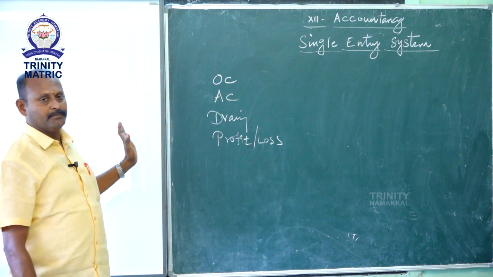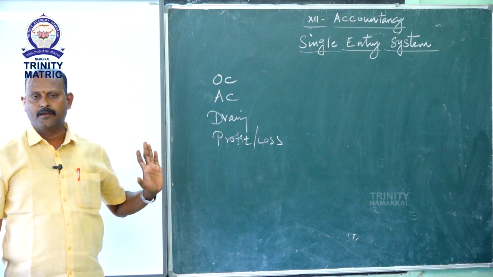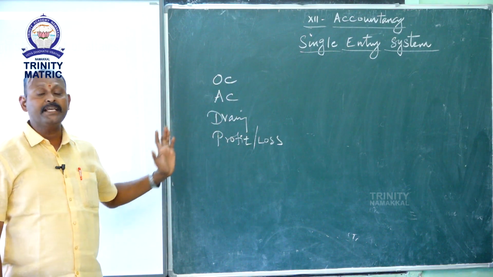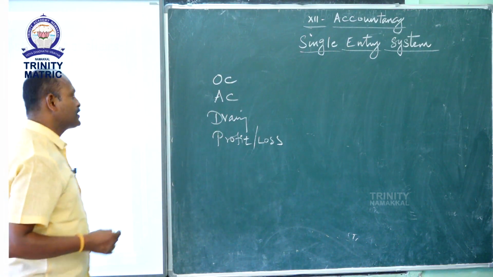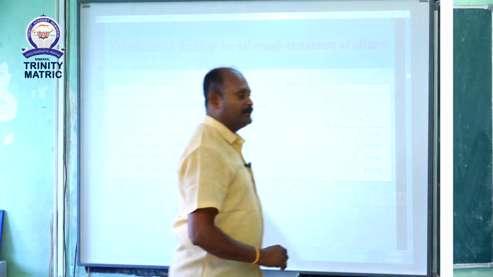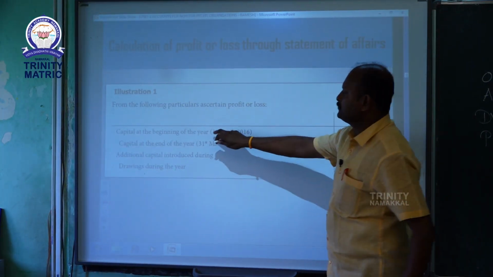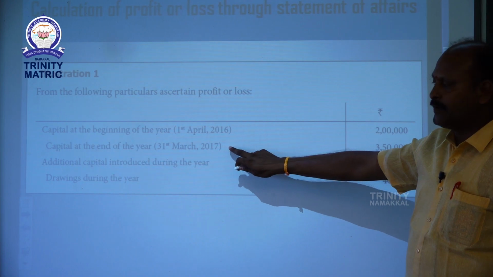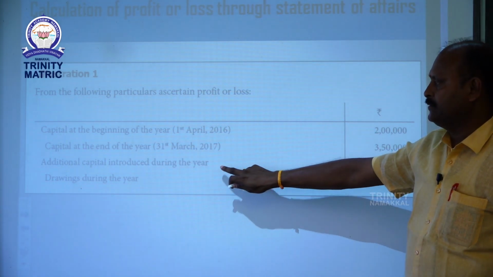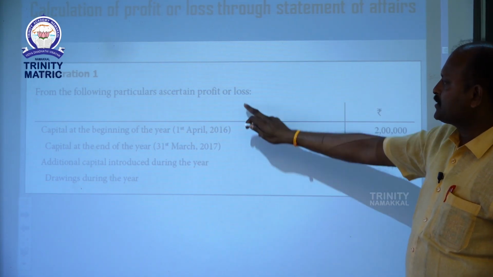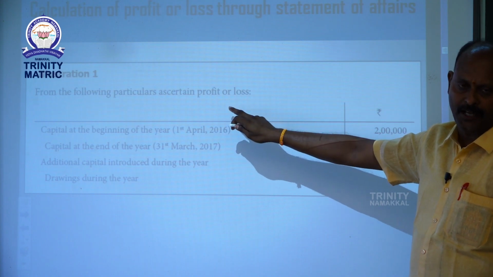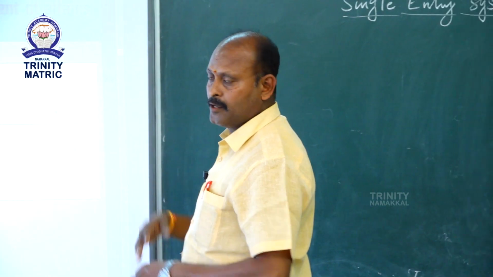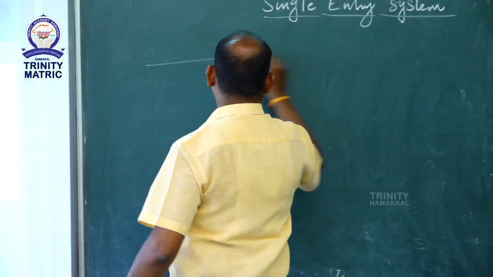But in the sum, any one item is missing. How to find the balancing figure? How to find the missing information in the problem? See the first problem, Example 1. In the sum, opening capital is given, closing capital is given, additional capital is given, and the drawings. So we have to calculate the profit or loss. So this is the way how to calculate the profit.